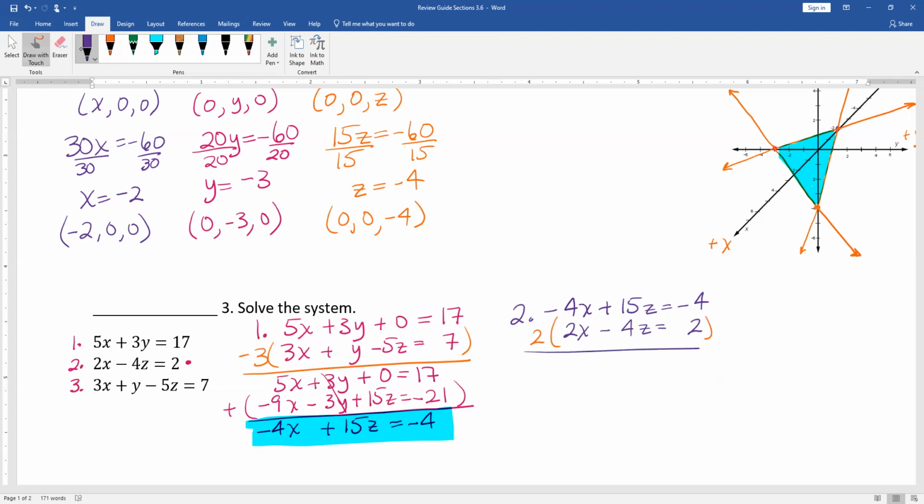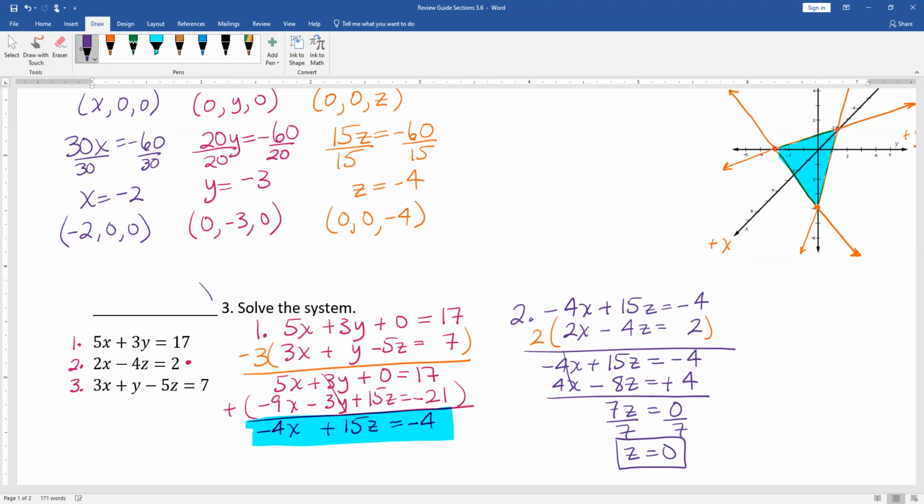All right, so let's do this. I'm going to rewrite the first equation like I did before so I don't get confused. Negative 4x plus 15z minus 4. 2 times 2 is 4, 4x. 2 times 4, that's negative 8z. And 2 times 2 is positive 4. All right, so we eliminate x. Let's solve for z. 15 minus 8 is 7, so 7z. Negative 4 plus 4 is 0, which is fine. That works, because when we divide by 7, we find that z equals 0. So we have our z value here.